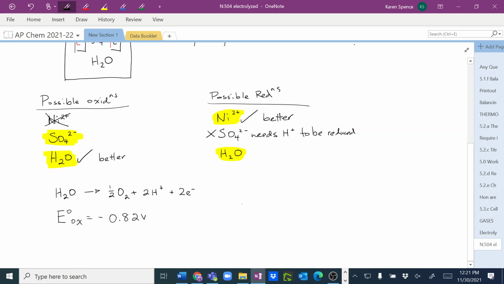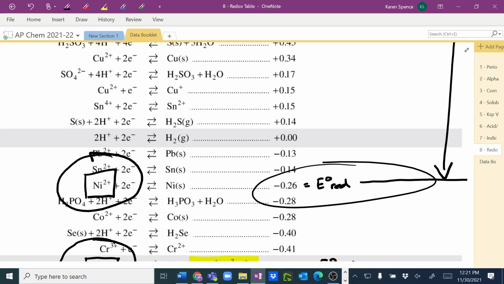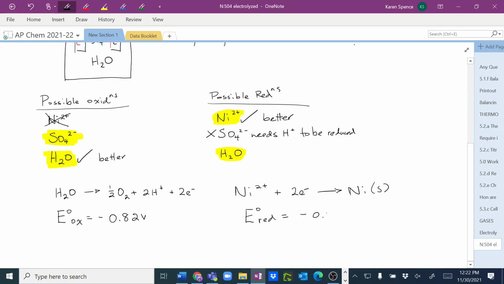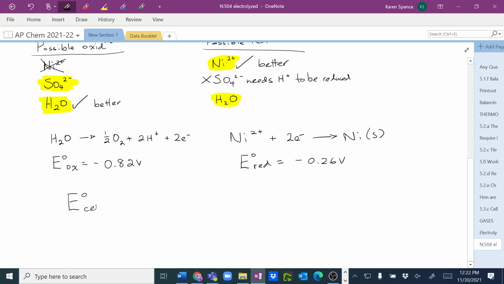Nickel getting reduced, I don't even need to look that one up because that's easy enough. Ni2+ is going to gain 2 electrons and become nickel solid. And the E naught of reduction is, where's my nickel? Nickel. There you are, negative 0.26. And so the E naught of the cell then is going to be the reduction potential plus the oxidation potential.